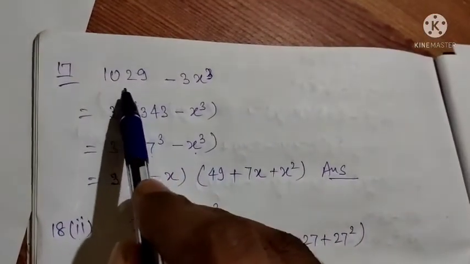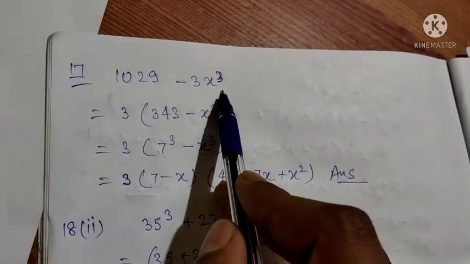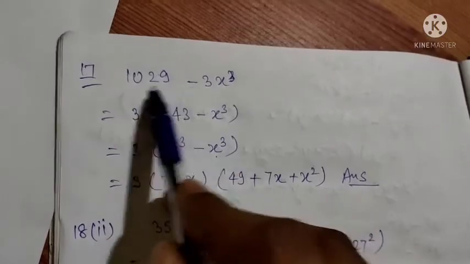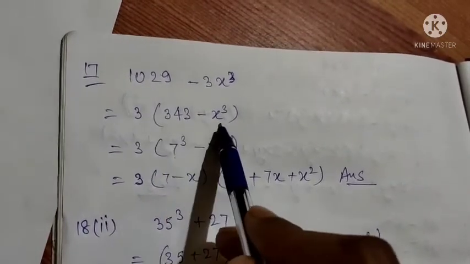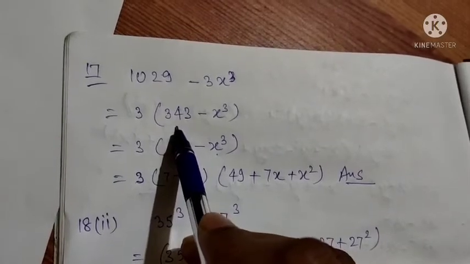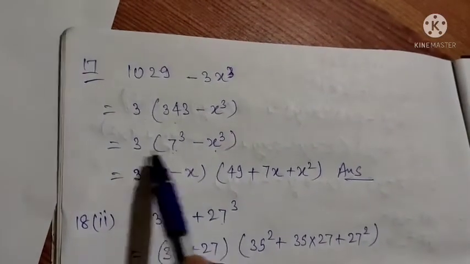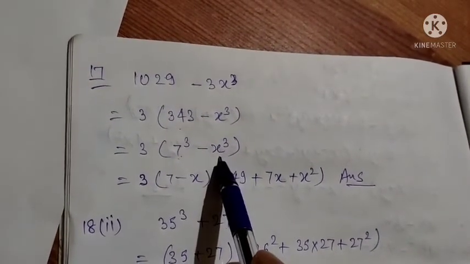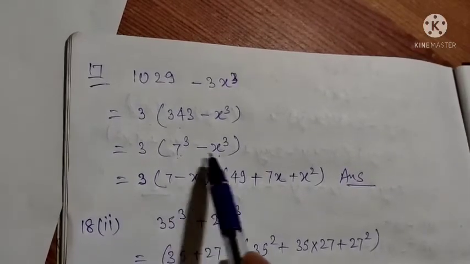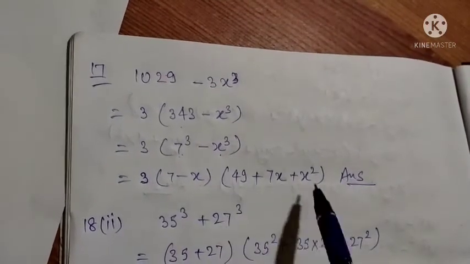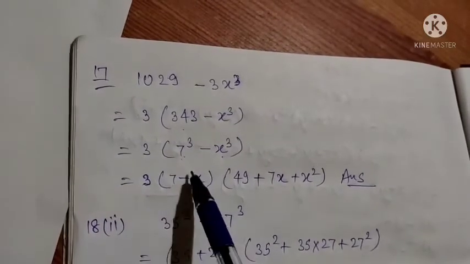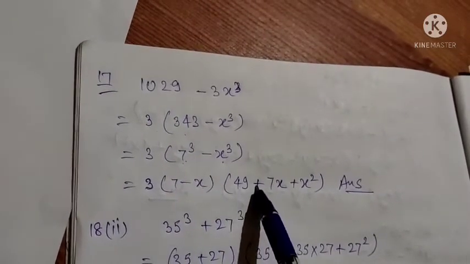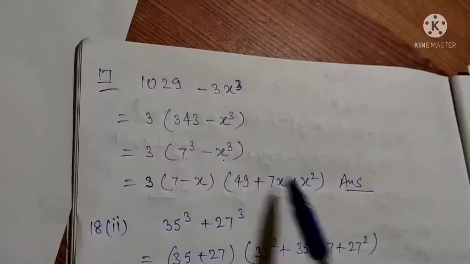Now question number 17, 1029 minus 3x cube. Since 1029 is also divisible by 3, so we can take 3 as common, then it will be 343 minus x cube. And as you know that 343 is cube of 7, so it will be 3 into (7 cube minus x cube). And now it is in the form of a cube minus b cube, so we can put it in the formula of a cube minus b cube, that is (a minus b) into (a square plus ab plus b square). Hence it will be 3 into (7 minus x), bracket open, 7 square, that is 49, plus 7 into x, 7x, plus x square.